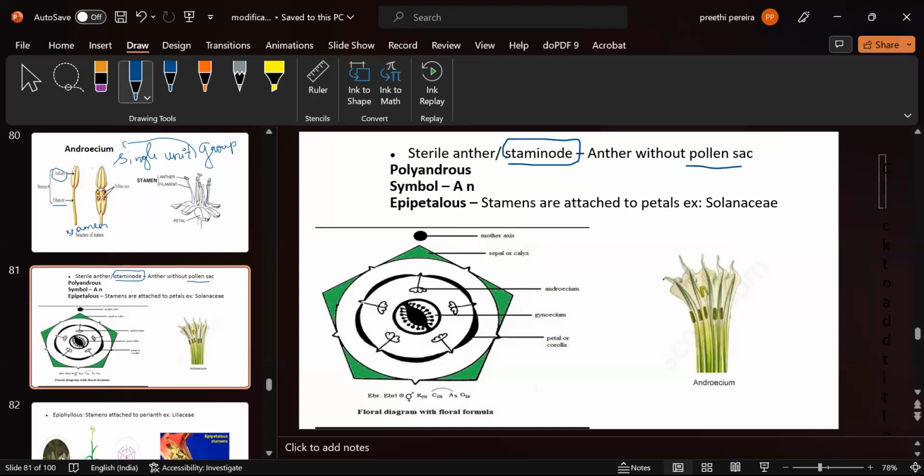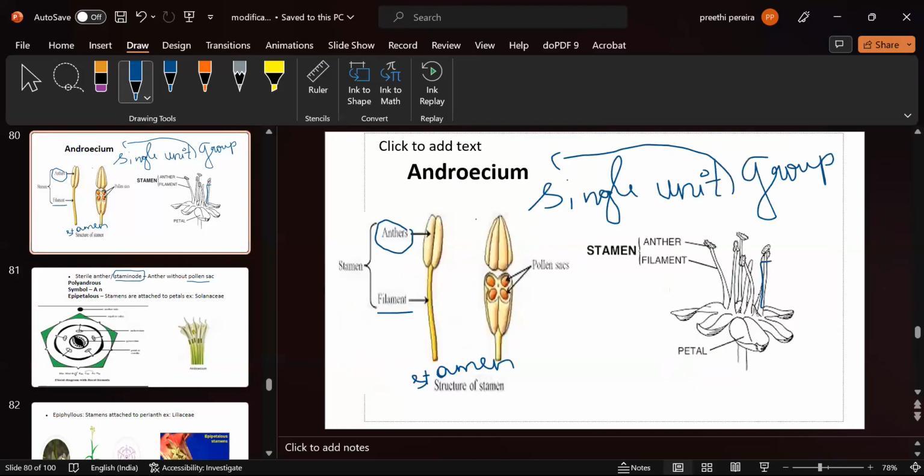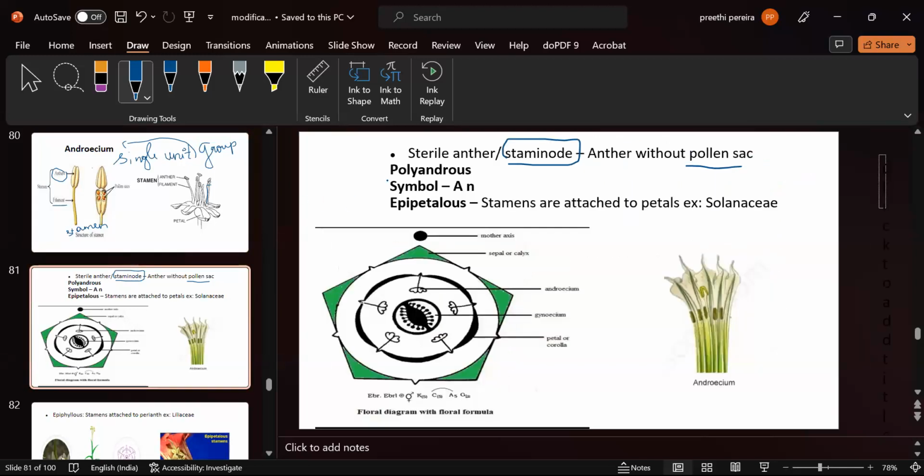Now, if anthers are free like this, see they are not attached to each other. Free hai. They are attached to the thalamus, but एक दूसरे से attachment नहीं. If the anthers are free, we call it polyandrous. Polyandrous matlab anthers are free.